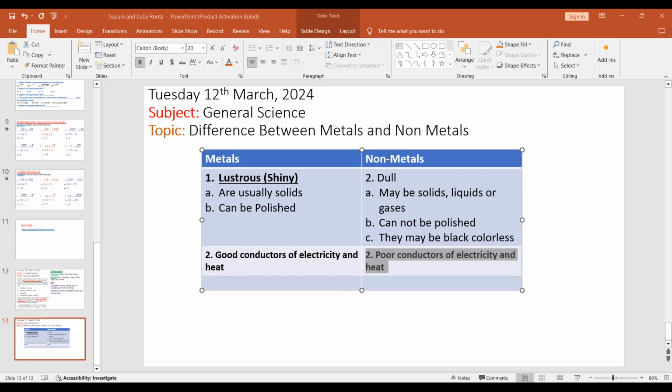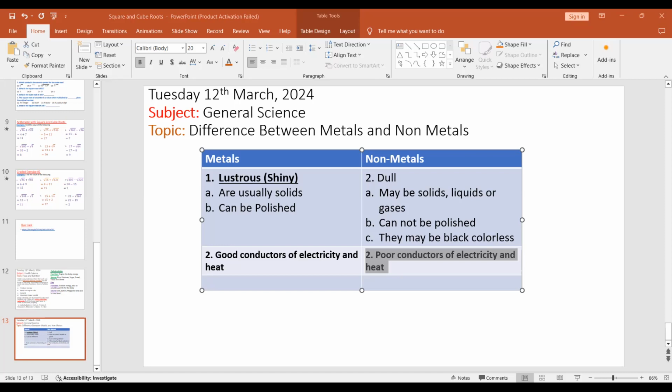Actually, someone asked about diamond. Diamond is not a metal. Diamond is a non-metal, because carbon is a non-metal and diamond comes from carbon. Even though it's shiny, it's actually a non-metallic shiny object. So interesting, right? Carbon is not metallic.